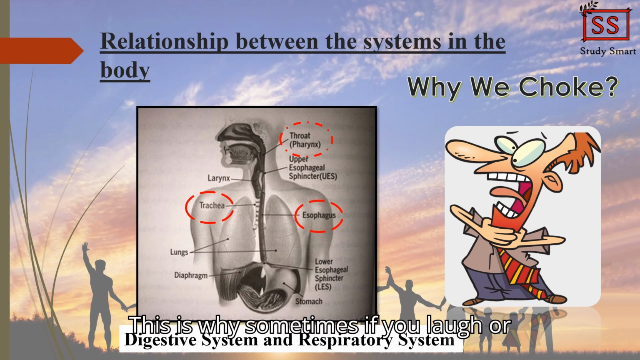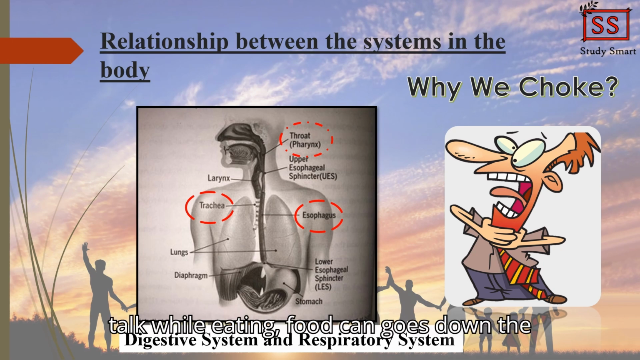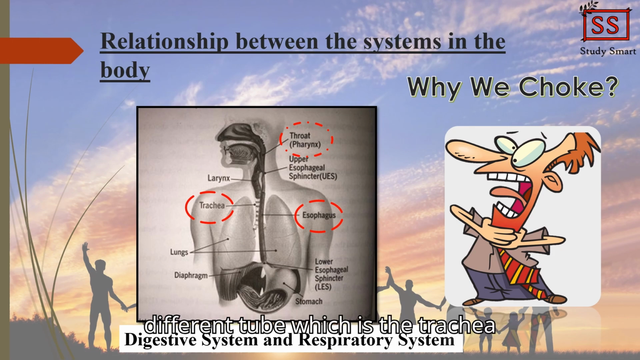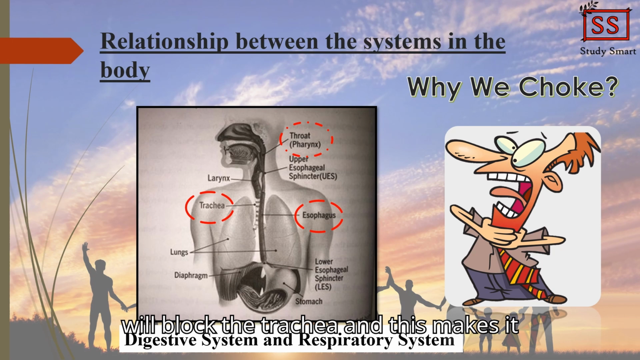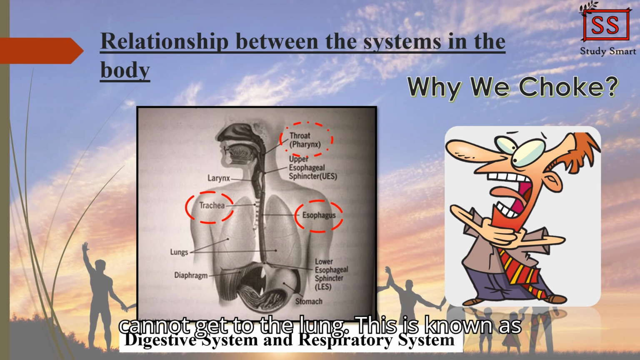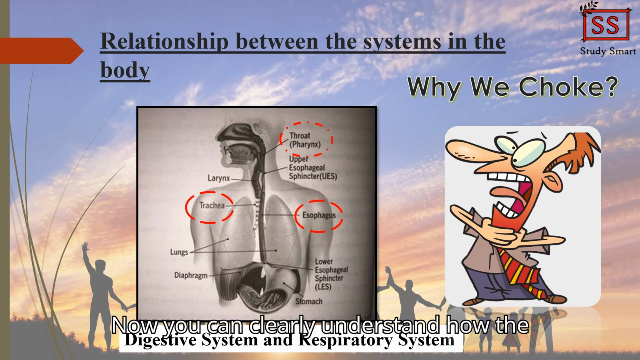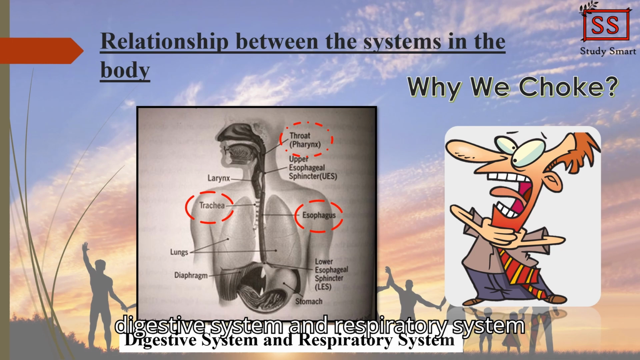This is why sometimes if you laugh or talk while eating, food can go down the different tube, which is the trachea instead of the esophagus. As a result, it will block the trachea and this makes it difficult for us to breathe because air cannot get to the lungs. This is known as choking. Now you can clearly understand how the digestive system and respiratory system are related to each other.